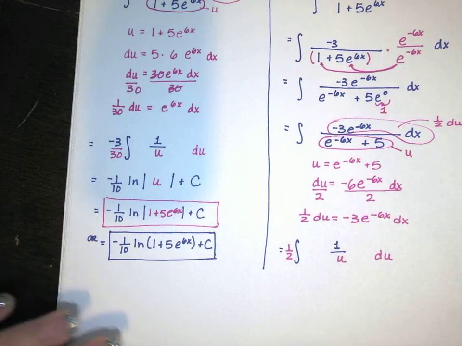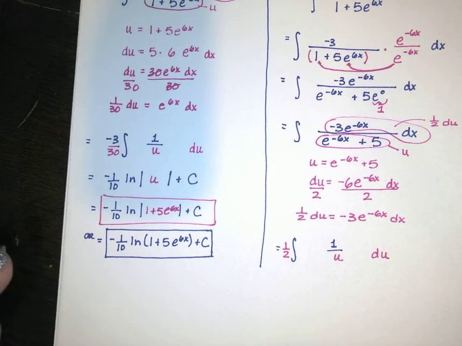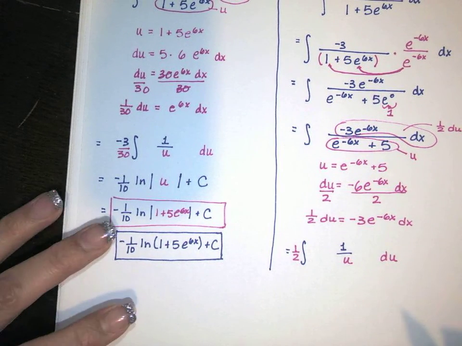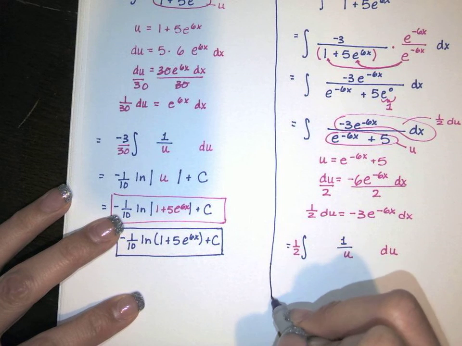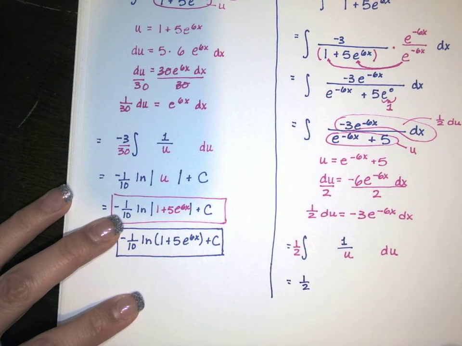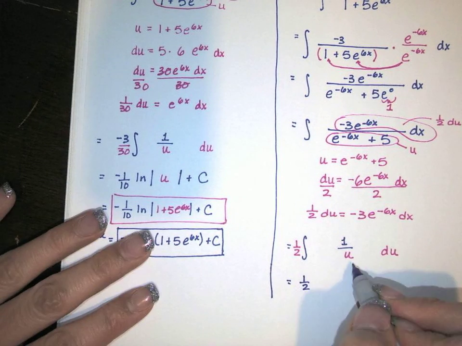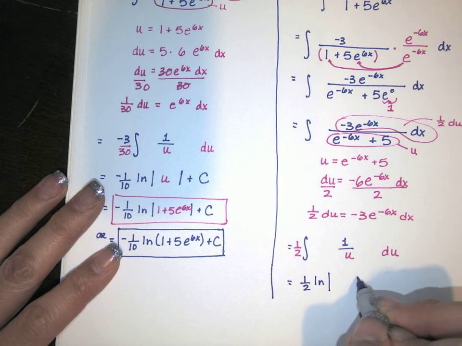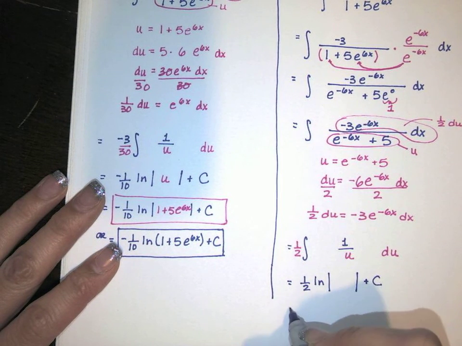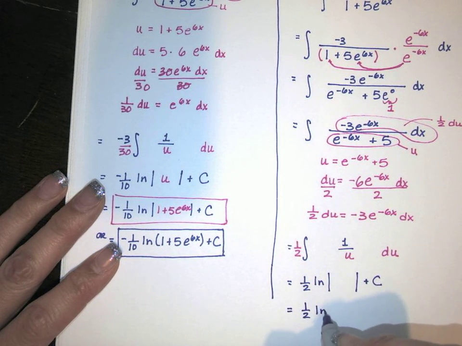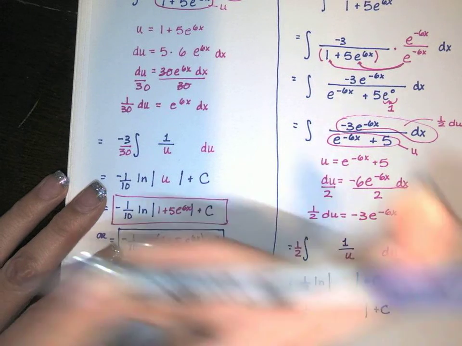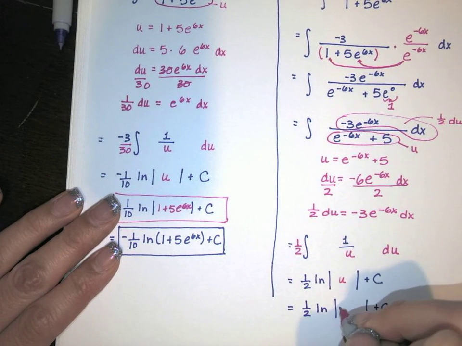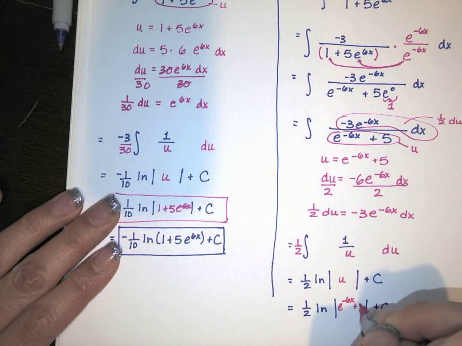And then I ask myself, do I now have a rule for that? And absolutely I do. I've got the 1 over x rule. We know the antiderivative of 1 over x is natural log of the absolute value of x plus c. It's just a u instead of an x, no big deal. So I've got 1/2 of natural log of the absolute value of u plus c. U is this. And then u turns out to be e to the negative 6x plus 5.